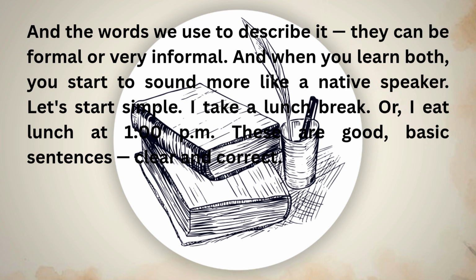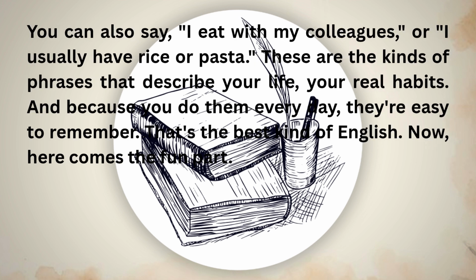Let's start simple. I take a lunch break. Or, I eat lunch at 1 p.m. These are good, basic sentences, clear and correct. You can also say, I eat with my colleagues, or I usually have rice or pasta. These are the kinds of phrases that describe your life, your real habits. And because you do them every day, they're easy to remember. That's the best kind of English.